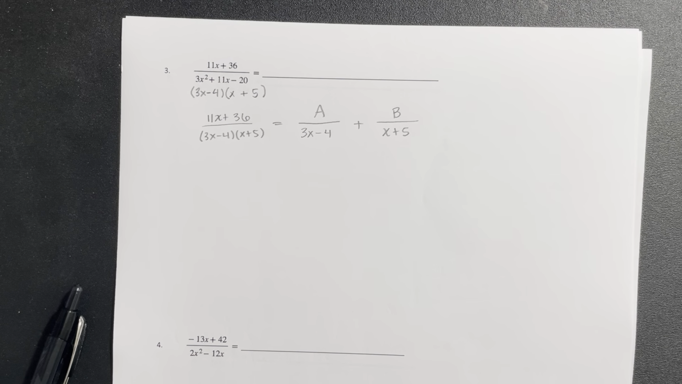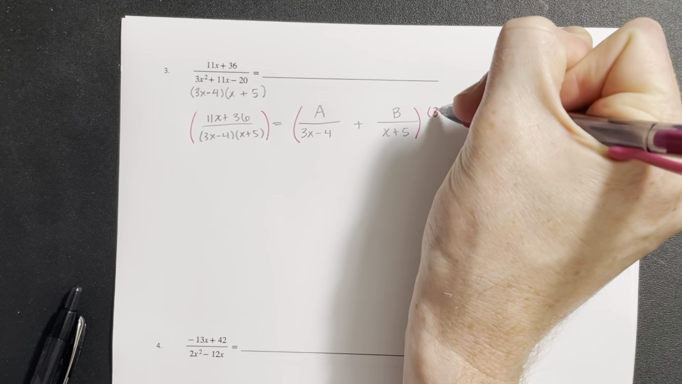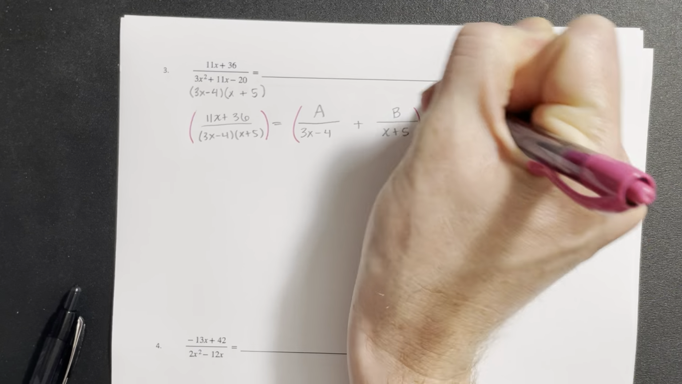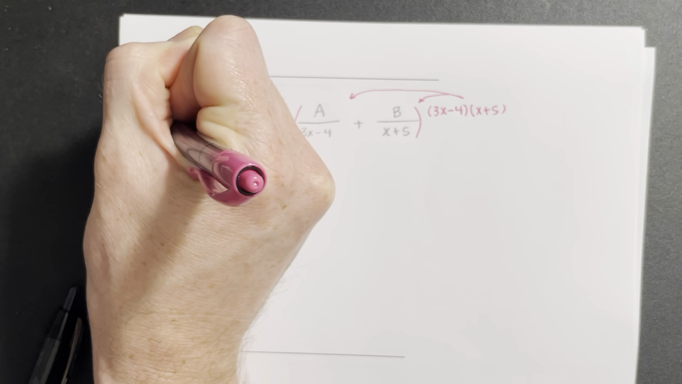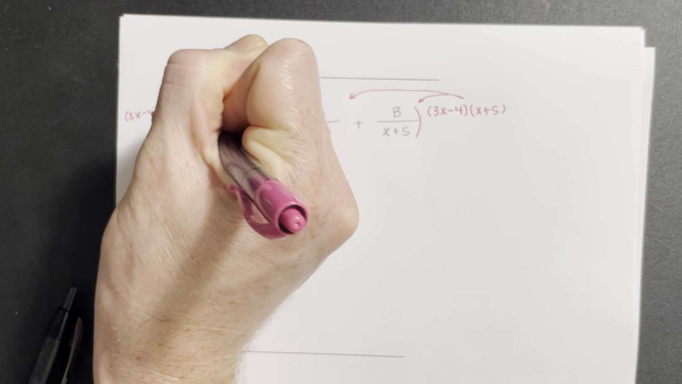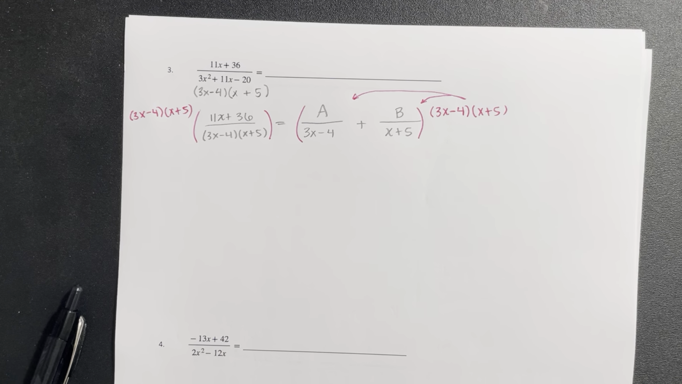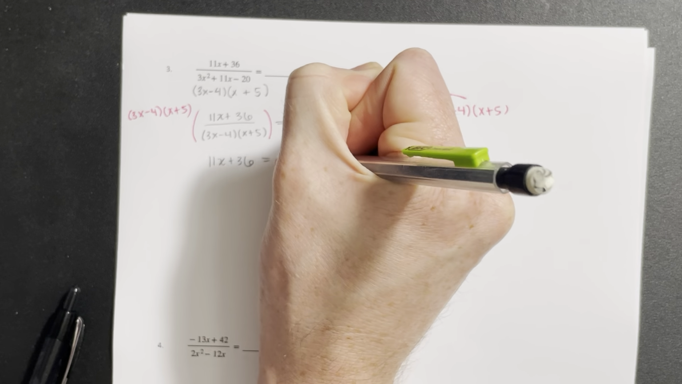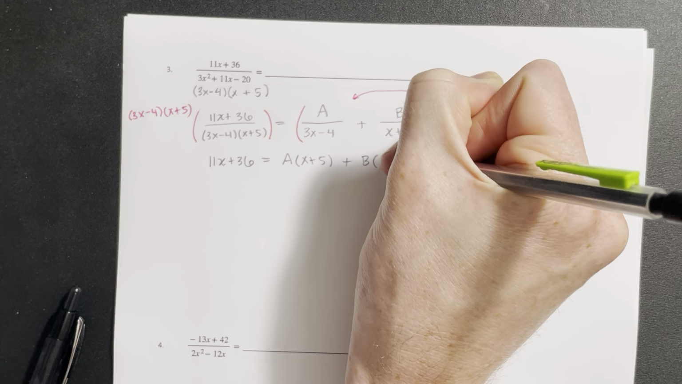If we distribute out the common denominator, multiplying both sides by that common denominator, 3x minus 4 times x plus 5, all right, here we go. So we distribute that, it should eliminate our fractions. We end up with 11x plus 36 equals a times x plus 5 plus b times 3x minus 4.